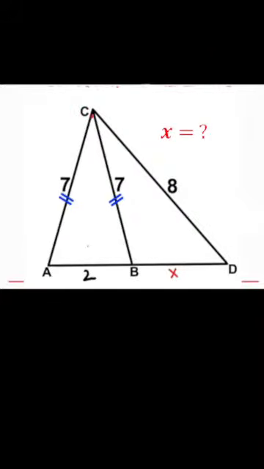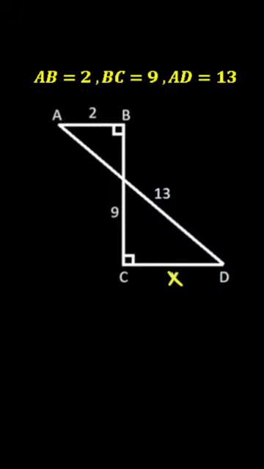Let's have the next one. Let's see how many of you can answer this. Okay, now read the instruction carefully, whatever is mentioned there at the top. AB is 2, this much is 2. BC, this entire length BC is 9, right? And the third thing, AD, this entire length is 13. We need to solve for x.